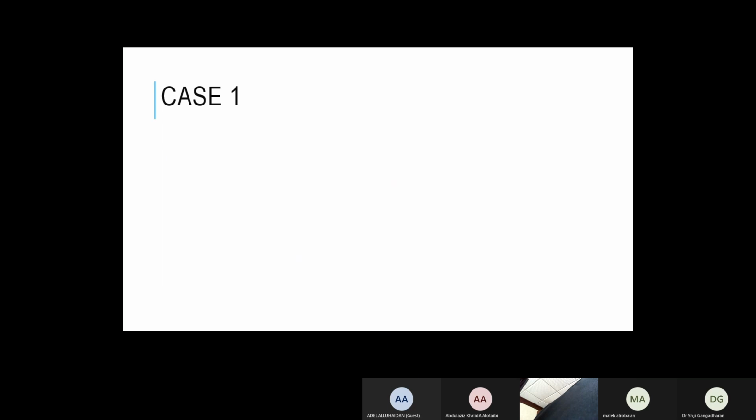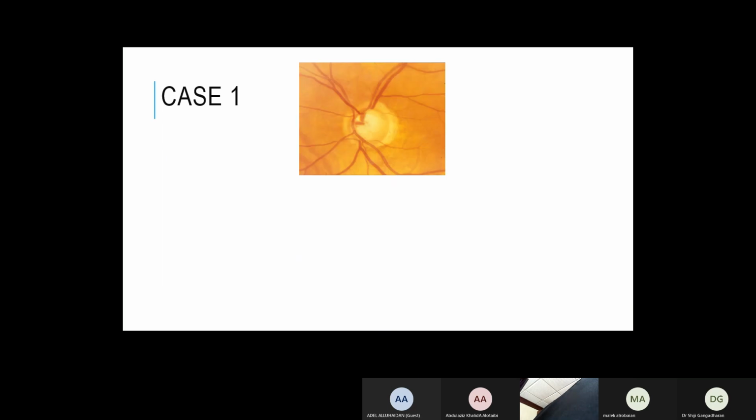There are a few simple cases just to help us understand more. Let's see. Saeed, what do you see in this image? Please raise your voice. Do you see any notch? Yes. Where?